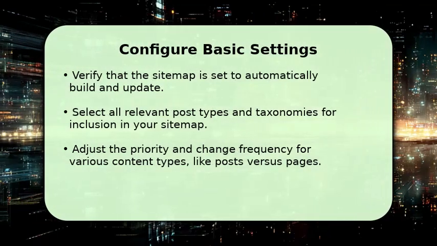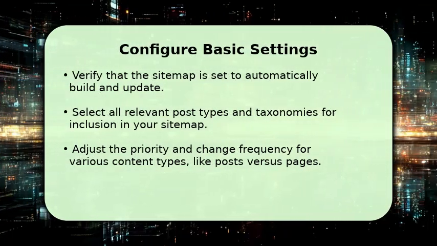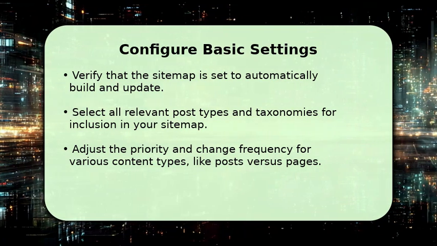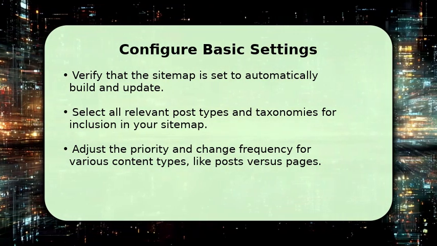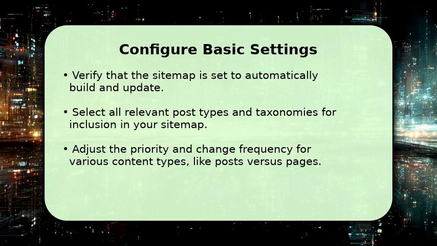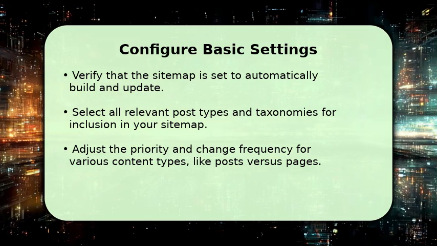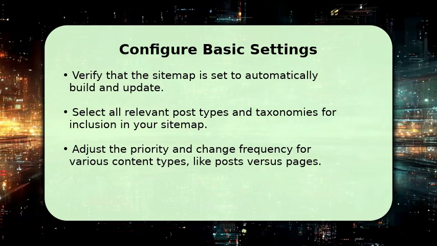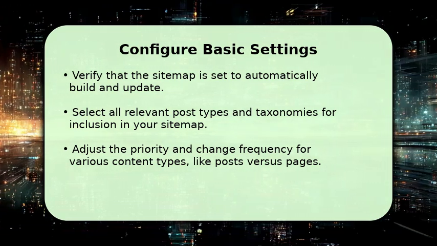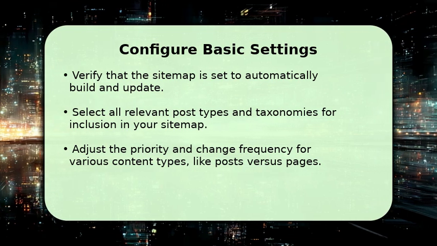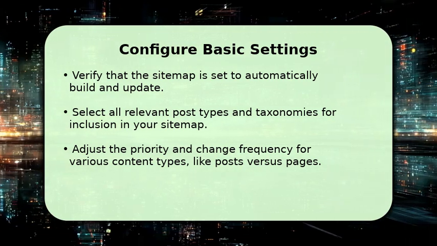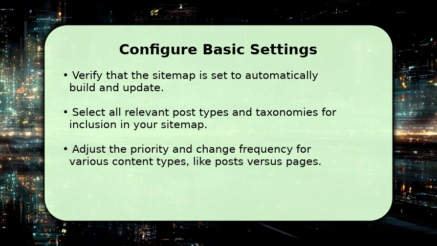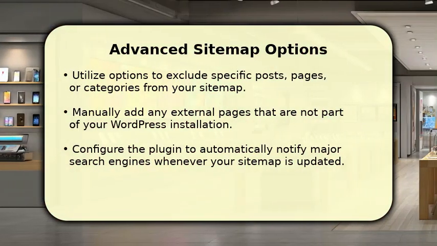Next, let's configure the basic settings. Ensure the plugin is set to automatically build and update your sitemap. This saves you manual effort. You'll want to include all your important post types and taxonomies, such as posts, pages, and categories, so search engines can find them. Also, consider setting the priority and change frequency for different content, perhaps giving new posts a higher priority.